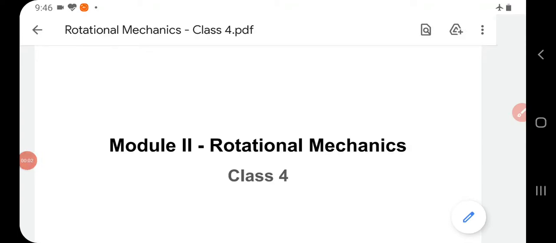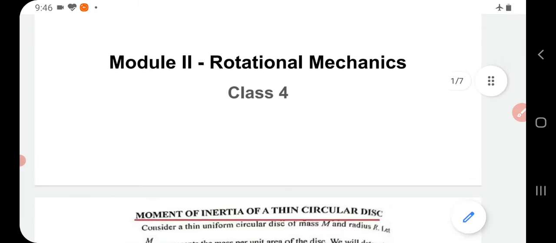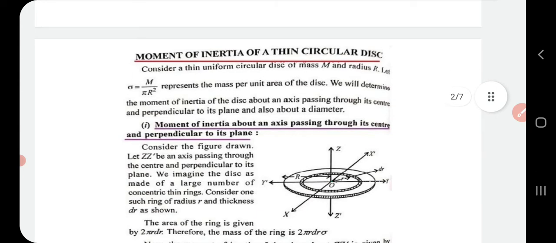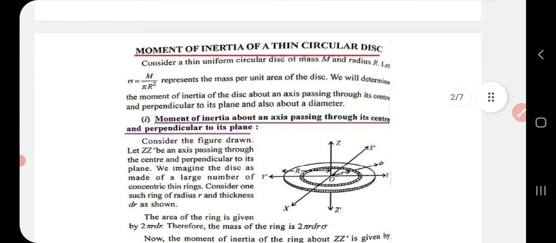Good morning. This is the fourth class of rotational motion. So, in today's session, we are going to find the moment of inertia of a thin circular disk. Okay, consider a uniform circular disk of mass m and radius r.